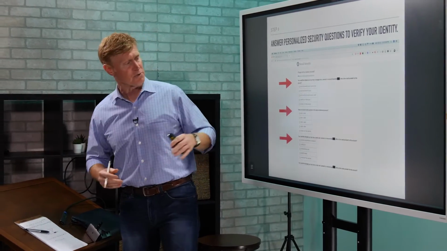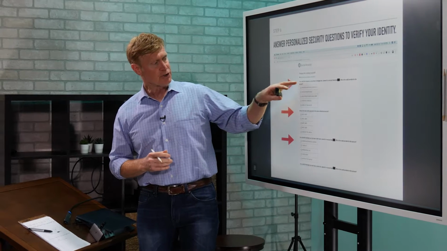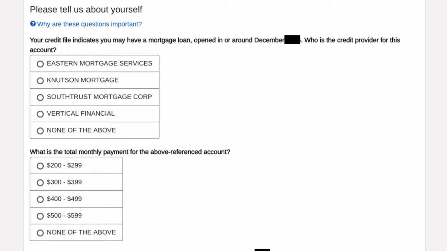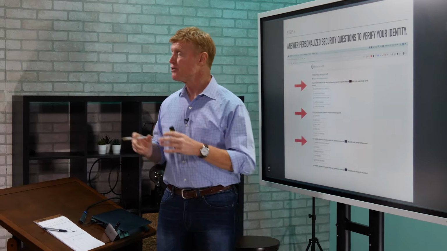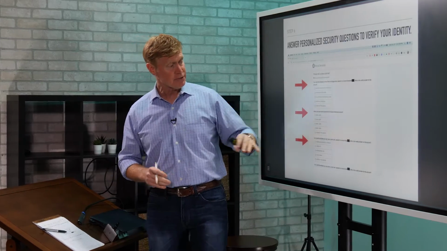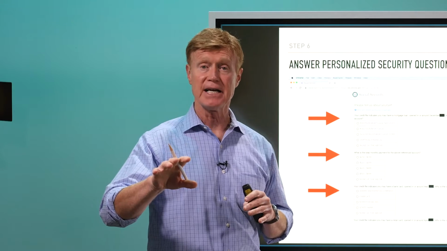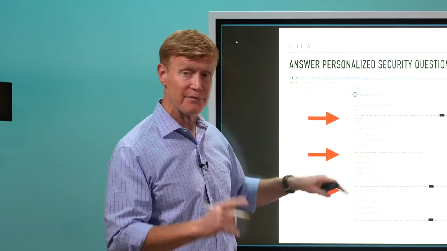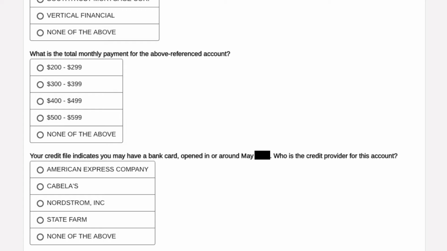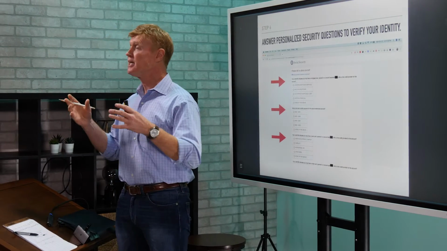In fact, let me just read this one word for word for you. It says, your credit file indicates that you may have a mortgage loan that was opened in or around, and picks a date, in this example, December. Who is the credit provider for this account? And what they'll do is they'll list 4 different institutions, and then one of the options will be none of the above. And then the second question has to do about that mortgage. It says, what is the total monthly payment for the above referenced account? And it gives you some ranges for that payment: $200 to $300, $300 to $400, $500 to $600, those options. And then again, none of the above.